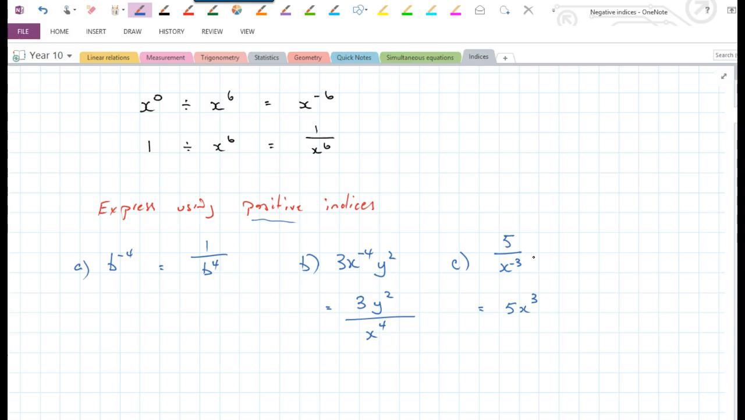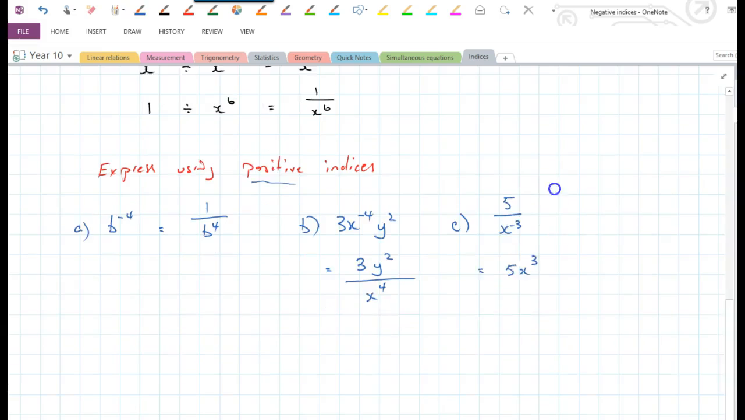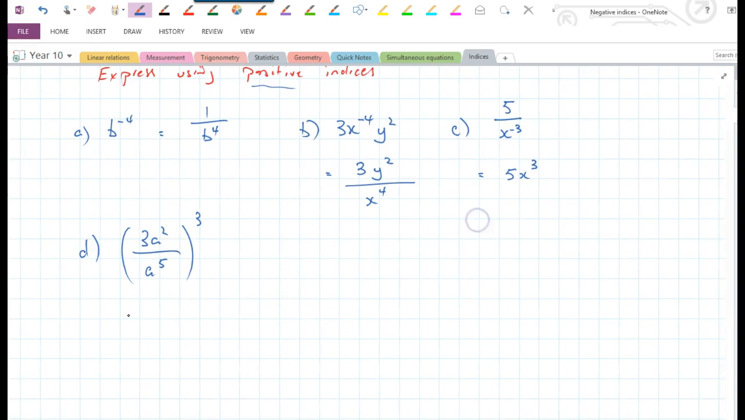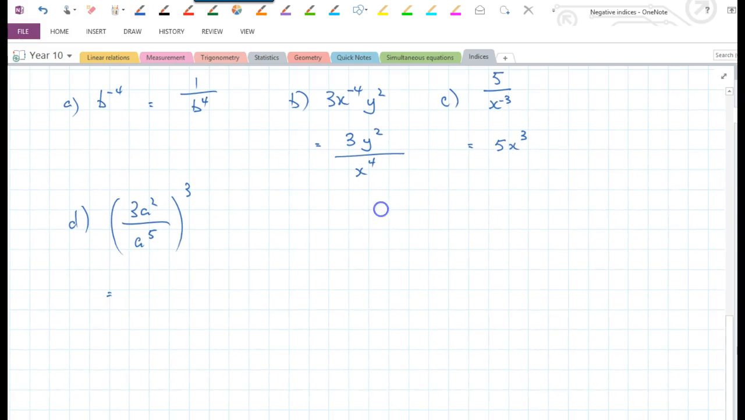Okay, let's have a look at one more example. D, 3a squared over a to the power of 5, and this is all cubed. Okay, so how are we going to look at this one? Well, do we do the power of 3 first, or do we simplify inside first? Maybe we simplify inside first. This is going to become 3a.